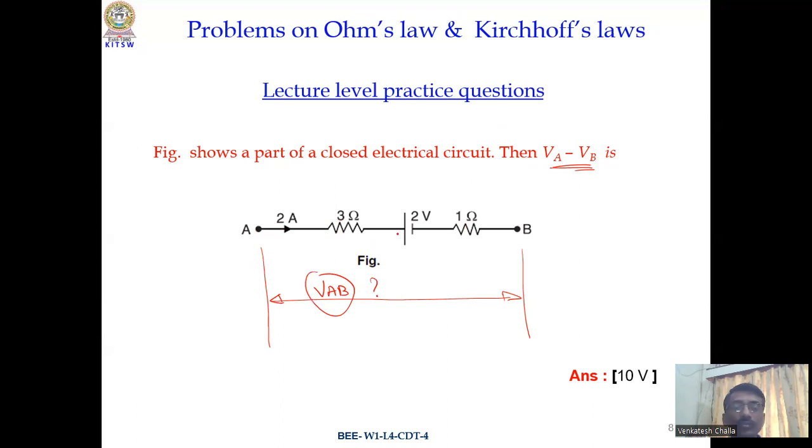So if you move like this, current is flowing like this. So this is plus, this is minus. You'll get minus 2 into 3, then minus 2, the same current will flow because all are series connected, minus 2 into 1. Now VAB is equal to minus 3 into 2 minus 2 minus 2 into 1, equal to minus 6 minus 2 minus 2, equal to minus 10 volts.